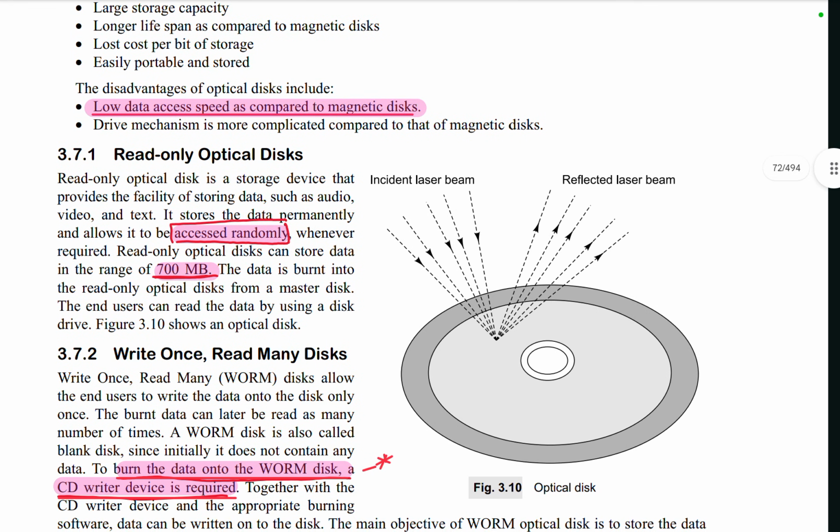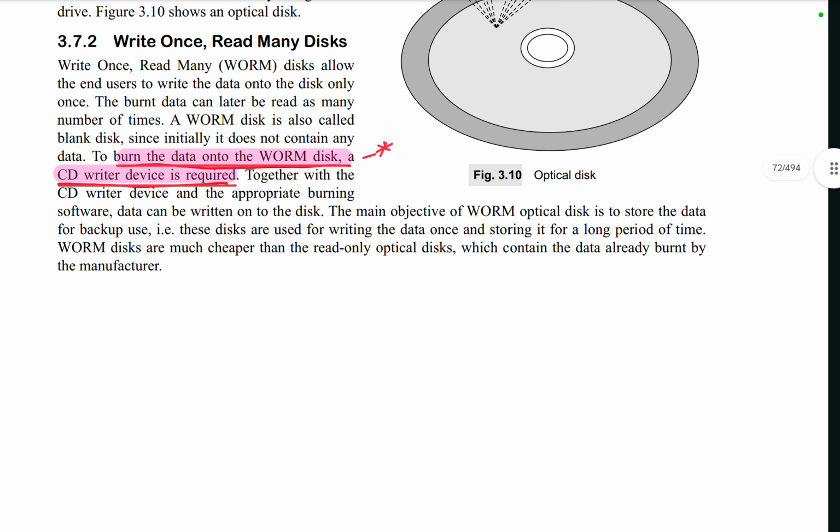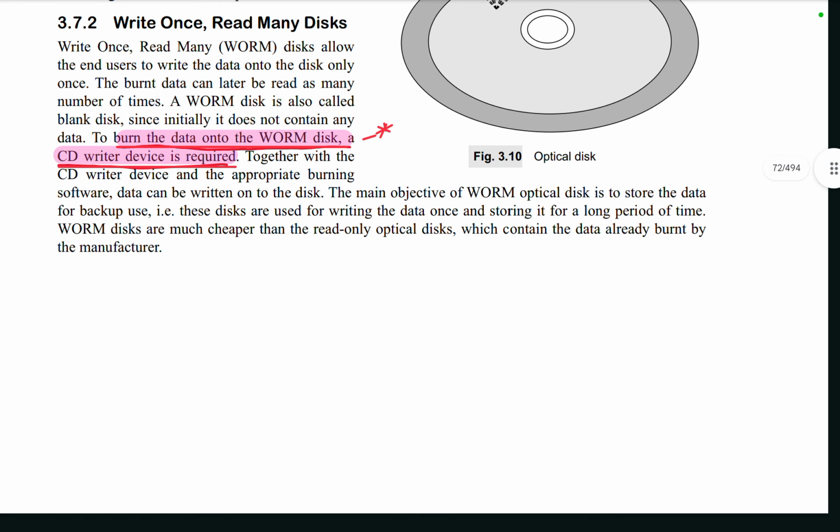Read only optical disks are accessed randomly, and the range is 700 MB. Write once read many disk, WORM: burn the data out onto the WORM disk. A CD writer device is required.